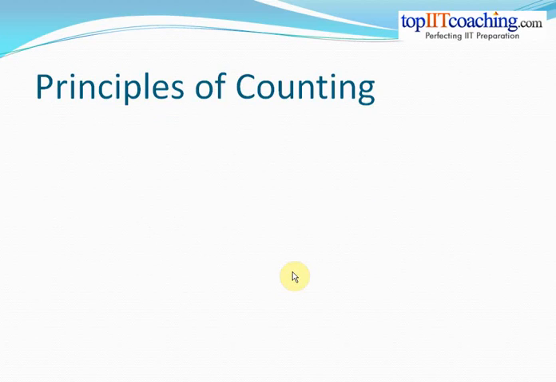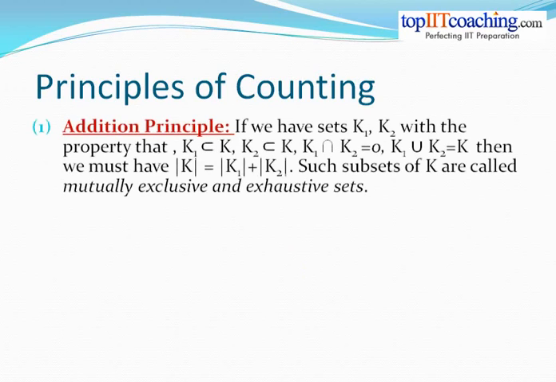Now let's look at the 2 principles of counting. The first one is the addition principle, and it states that if we have 2 sets K1 and K2 with the property that K1 is a subset of K and K2 is also a subset of K, also we have K1 intersection K2 is equal to the empty set, that is K1 and K2 do not share any common element, and K1 union K2 is equal to K, then we must have the number of elements in K equal to the number of elements in K1 plus the number of elements in K2.